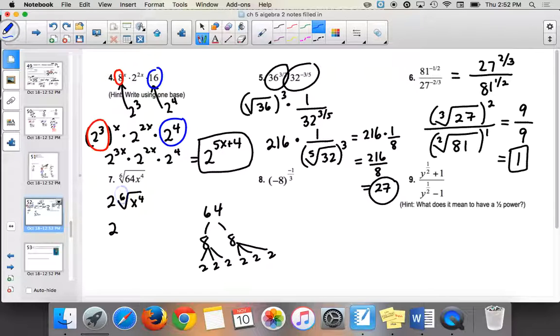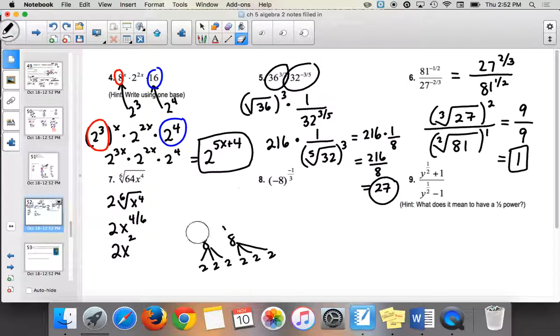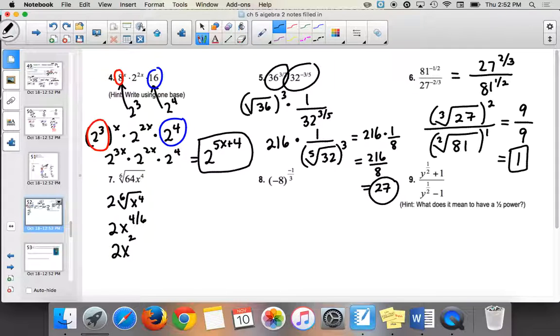Okay, so let's think about it. This is x to the 4/6. And Sam, how does 4/6 reduce down? Divide by 2, divide by 2. One thing at a time, just the fraction, 4/6. I surprised her. 2/3, right? And then if I'm going to write that with a root, I would write 2 cube root of x squared, like that. And that would be our answer. Does that make sense? That's what it means.